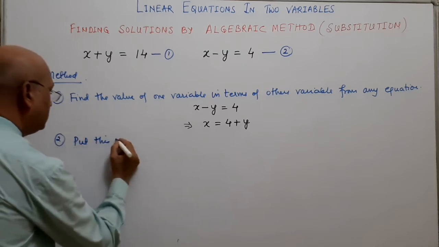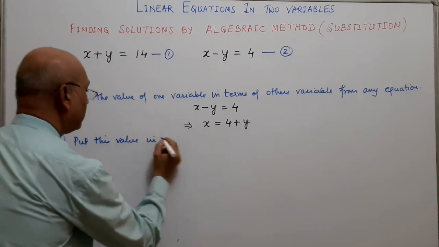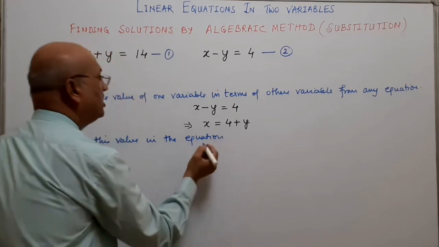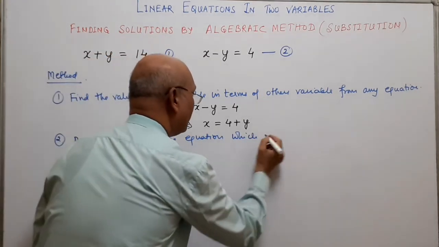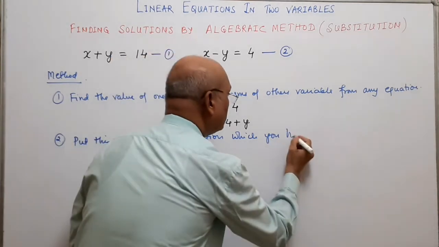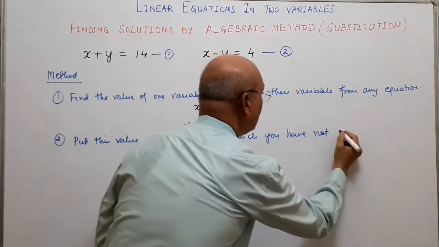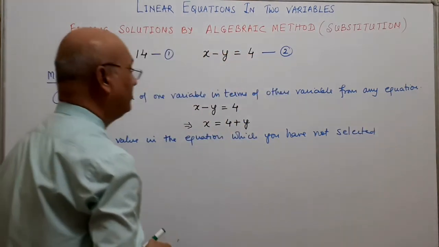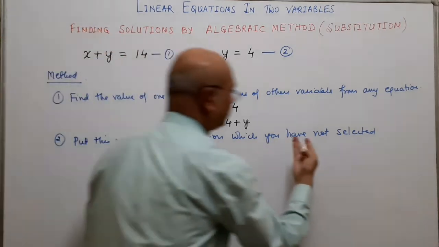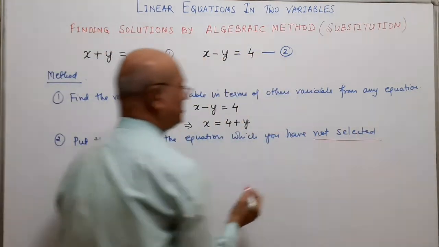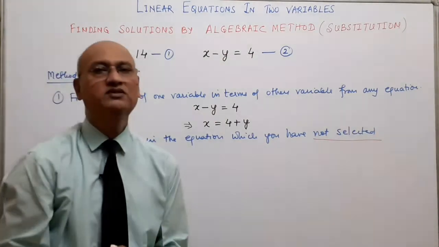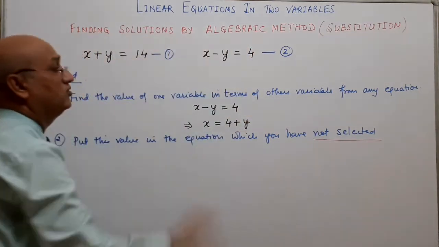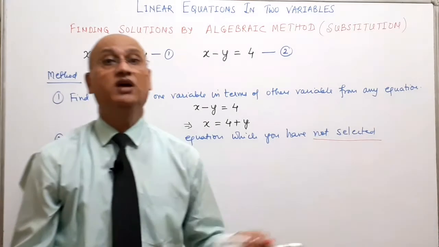Put this value in the equation which you have not selected. Here I want to just underline these two words, which is not selected. Now most of the students make the mistake: they find the value from this equation and they put it in this equation only. So you have to see that.